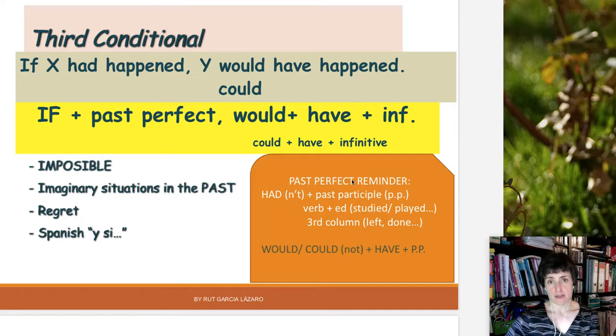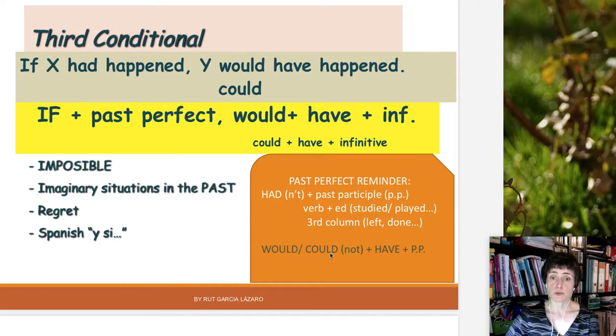So a fast reminder of past perfect. Past perfect is always made by two things: had, for whatever person you're talking about, and the past participle. And remember that the past participle for regular verbs is just adding the ed, super easy, played, studied, whatever. And for irregular verbs is the third form, the third column. Careful with this. Taught, left, came, done, gone, lots of them. Review them if you hesitate, but please, it's a big mistake to write an irregular verb as a regular verb.